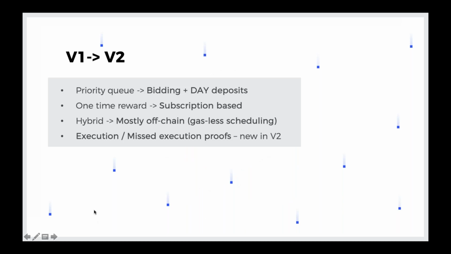Okay, so this is very quick: the changes from V1 to V2. In V1, we talked about conditional scheduling all the time, and if you've been attending our previous webinars, you know that we've been trying to figure out a way to make a priority queue based on the amount of DAY tokens.